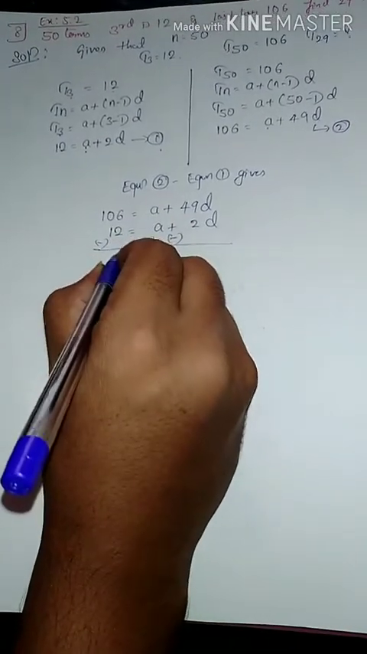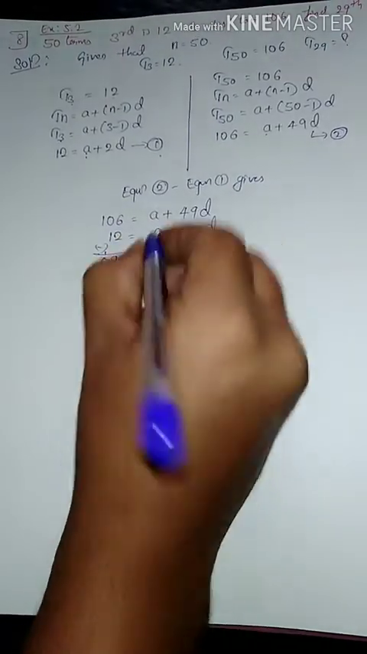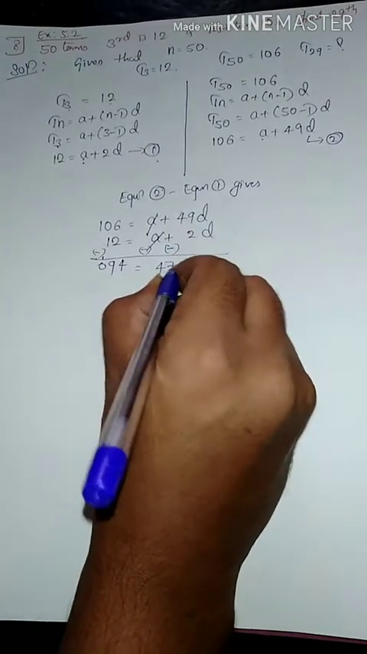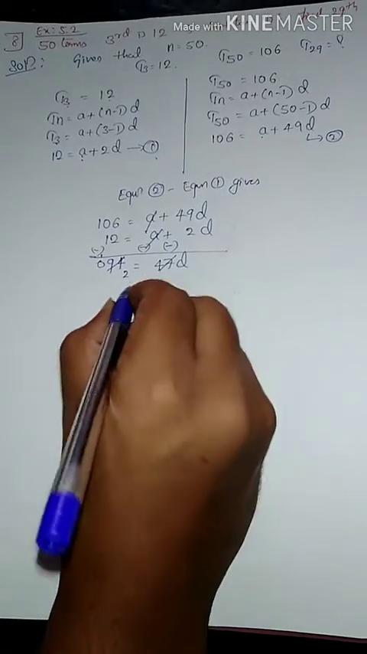106 minus 12, 6 minus 2 is 4, 10 minus 1 is 9, 1 minus 1 is 0, 94. So plus a and minus a cancel. 49 minus 2 is 47d. 47 1s are 47, 47 2s are 94. So d is equal to 2.